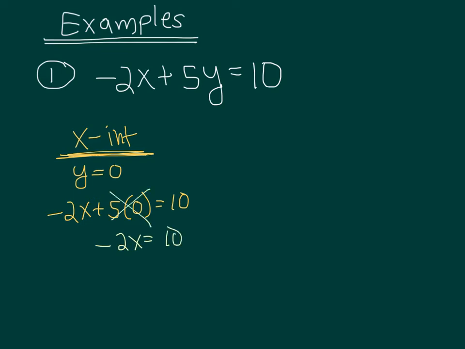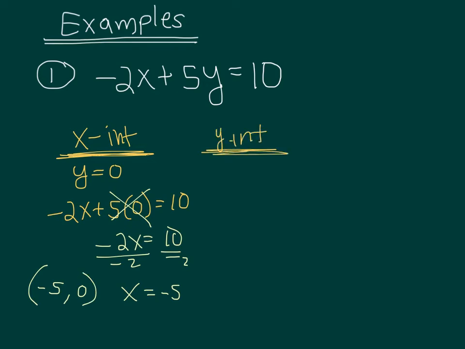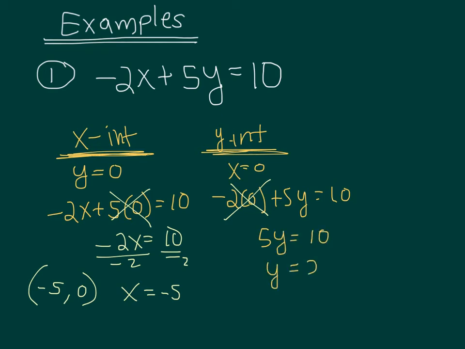Remember, 5 times 0 is 0. Divide through by negative 2 and you get x equals negative 5. My point is negative 5, 0. Okay. Y-intercept is when x equals 0. So negative 2 times 0 plus 5y equals 10. That ends up being 0. 5y equals 10, so y equals 2. My point is 0, 2.